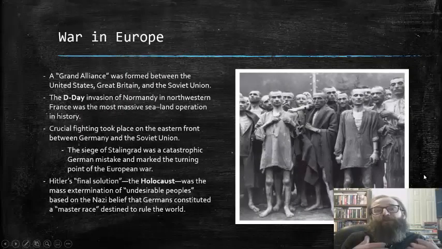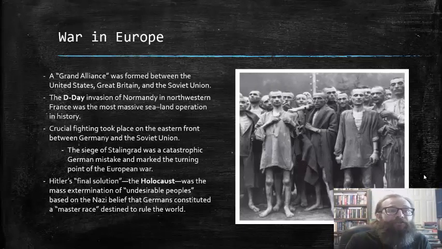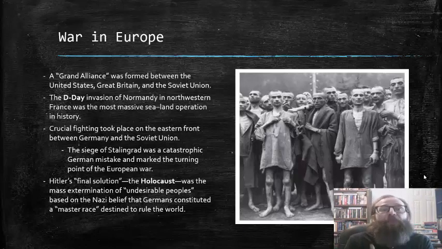In order to counter the Axis Powers Alliance, a grand alliance, the Allies, was formed between the United States, Great Britain, and the Soviet Union against the Axis Powers. The D-Day invasion of Normandy was where the United States first thrust itself into the European conflict, and it was the most massive land-sea operation in history. And of course, much has been covered in history and in public memory about the D-Day invasion.